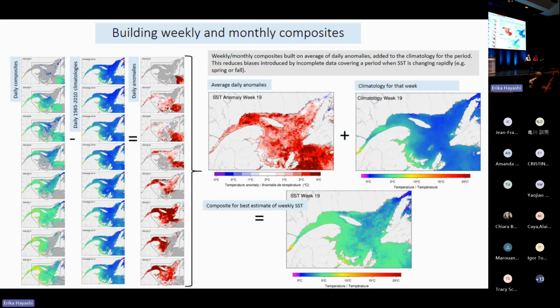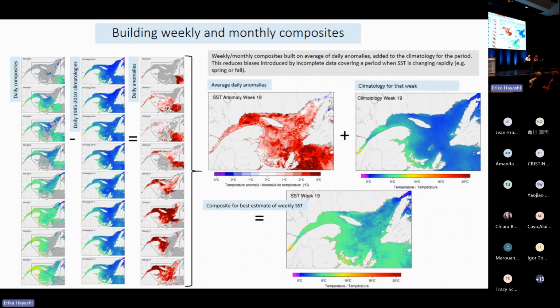So then we make our own weekly and monthly composites, and no news to anyone in this room, but maybe some users aren't aware that you don't just average all the sea surface temperature pixels, because then you'd have problems with spatial gradients and temporal gradients. So what we do is we take, for this week, all the daily composites. We have the daily climatologies for each, and we just subtract, so we get for each day an anomaly. So we do the mean anomaly, and we add that to the climatology for a week, and we get our best shot at what the SST is for that week.